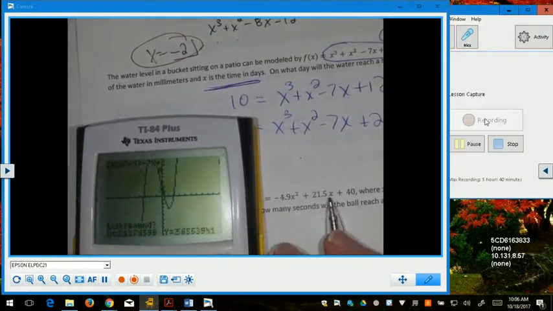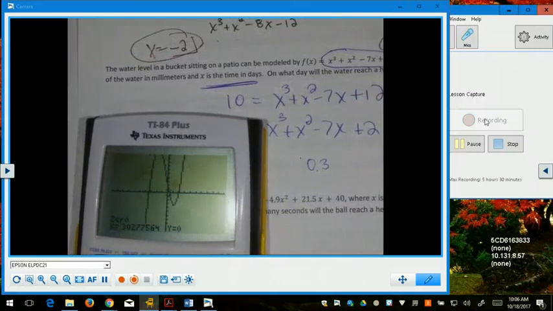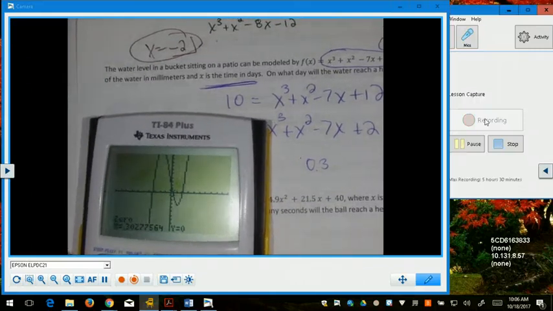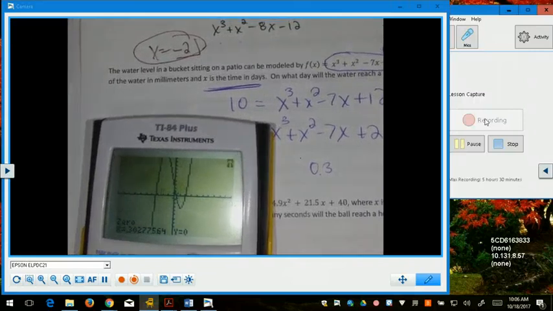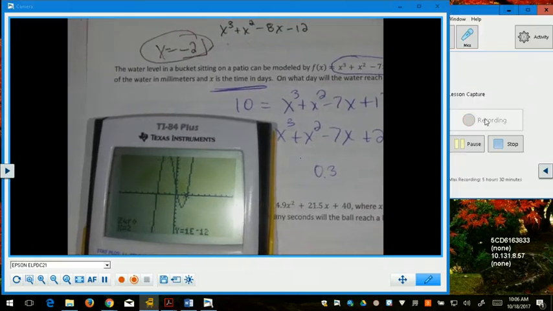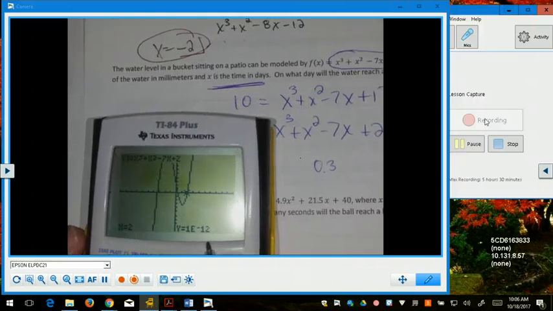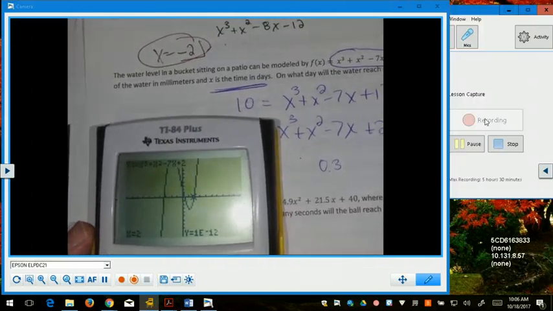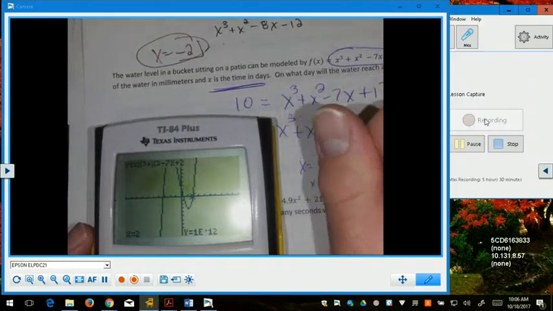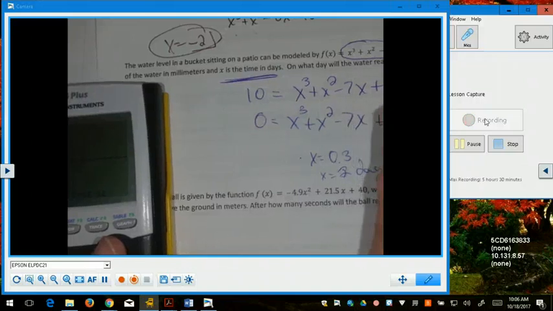I could guess I could do this one right here. That's 0.3, which isn't even a full day. So probably not, maybe. And then I'm going to go to second trace, find the 0. And I get 2. That 1 times e to the -12th is really 0, so I do get 2. So x equals 0.3 or x equals 2. Since we're looking for whole number days, our answer is 2 days.